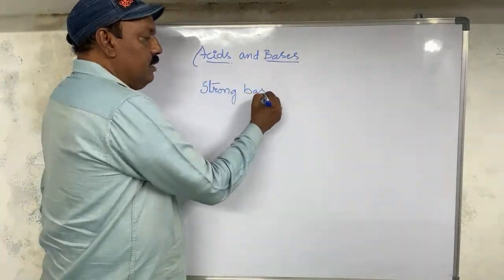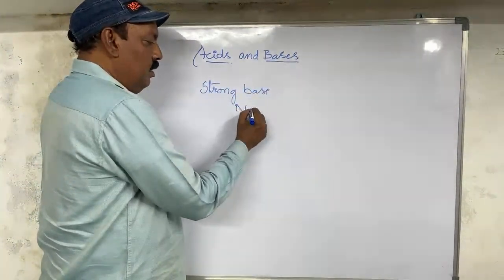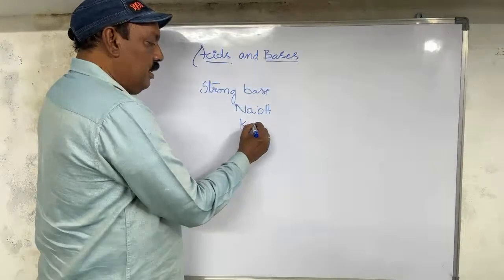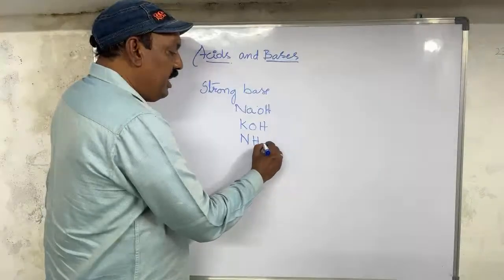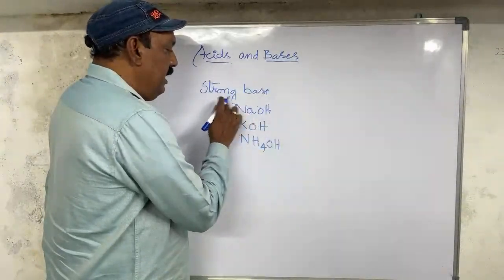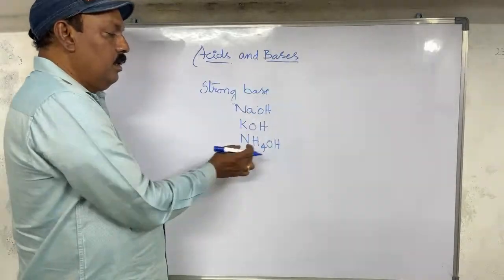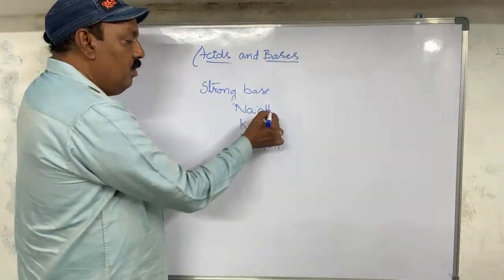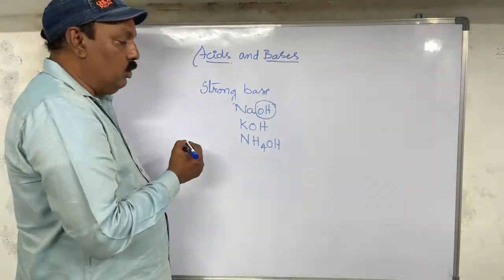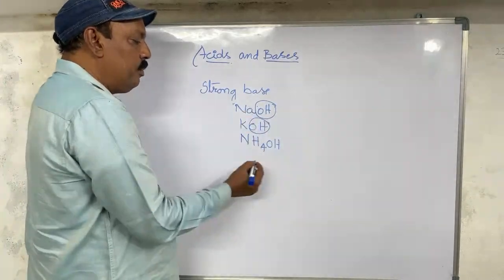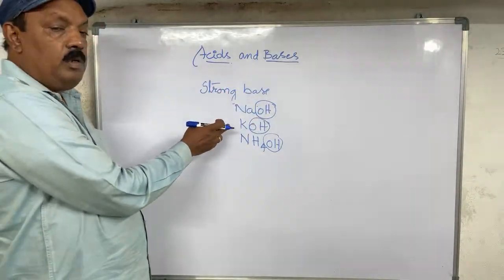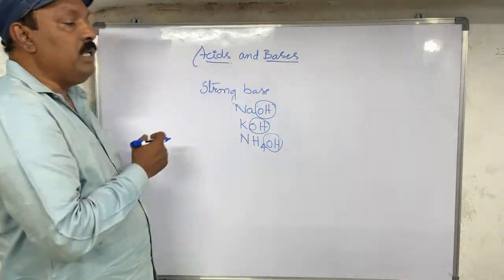Strong bases are NaOH, sodium hydroxide, KOH, potassium hydroxide, and NH4OH, ammonium hydroxide. In each of these, one hydroxyl group is there. The first one is called sodium hydroxide, the second one is called potassium hydroxide, and the third one is called ammonium hydroxide.